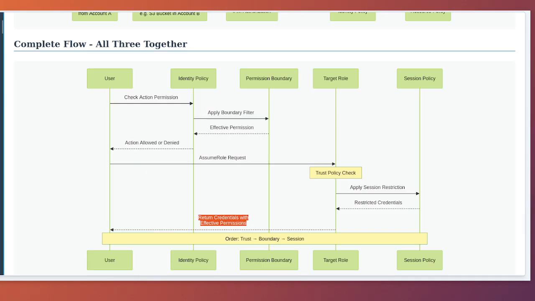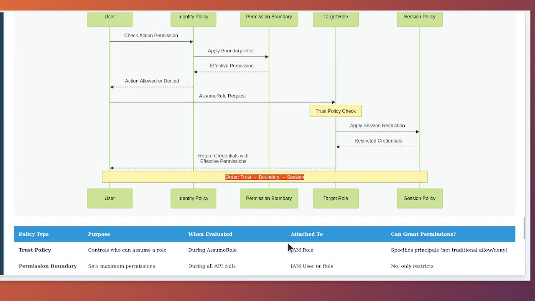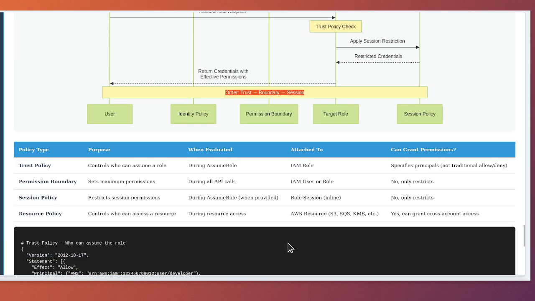The note at the bottom of the sequence diagram summarizes the evaluation order. First, trust policy for role assumption. Then permission boundary for user actions. And finally, session policy for session restrictions. Each operates at a different stage and serves a different purpose.